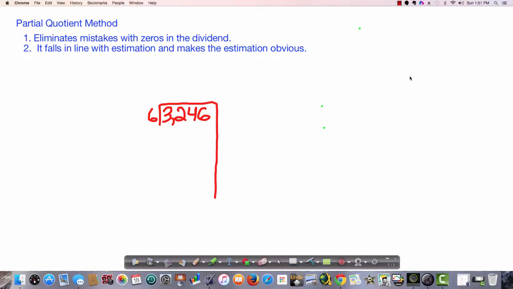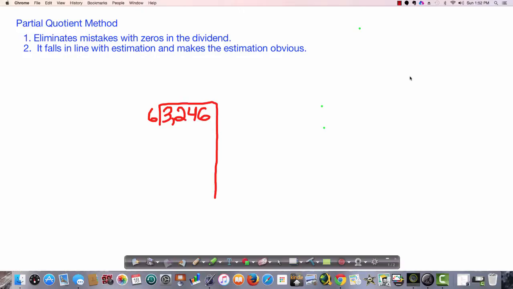There are two reasons why we use this in division rather than just doing the traditional method. One is that it eliminates mistakes with zeros in the dividends, which cause a lot of trouble for some kids. And number two, it falls in line with estimation and makes the estimation obvious. In the traditional method, you can't see the estimation, you're just doing it in your head. But in the partial quotient method, you can actually see what's going on.